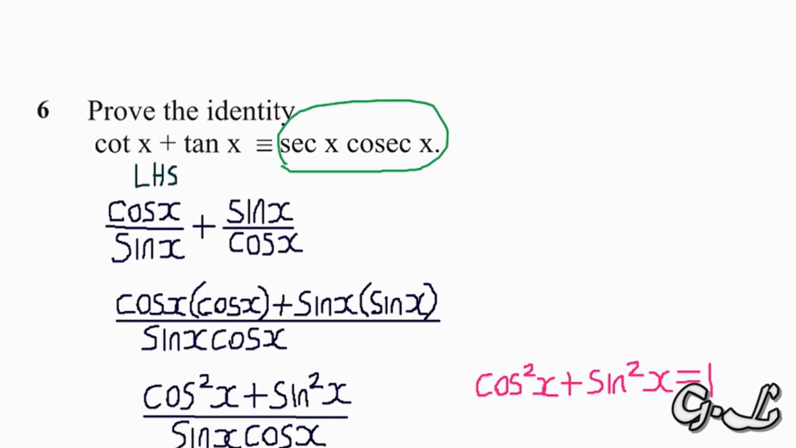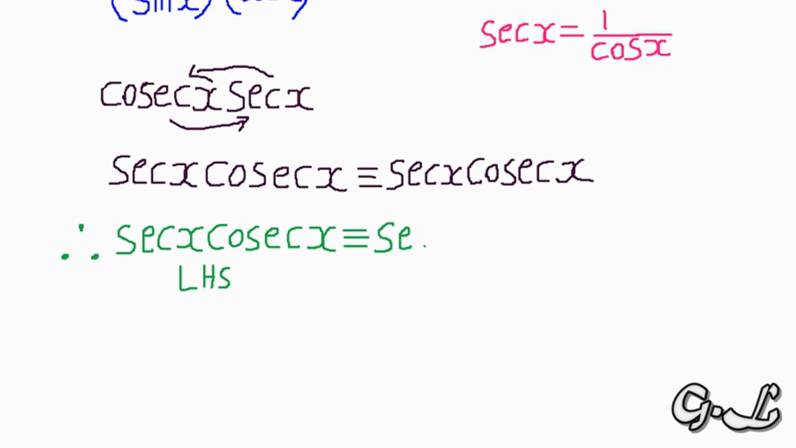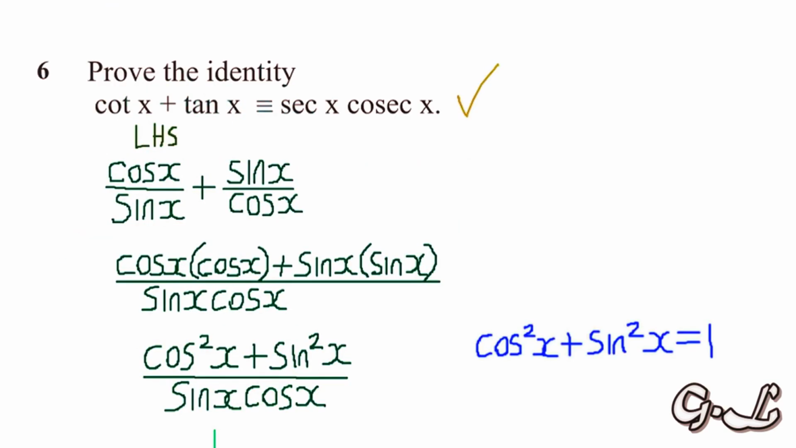So this is how you're supposed to prove such identities. So you even say that sec x cosec x, which is on the left hand side, is equivalent to sec x cosec x, which is on the right hand side. So this is how you're supposed to prove. So even say hence proven. So this is how you're supposed to score such marks in an exam room. So I hope you're clear.